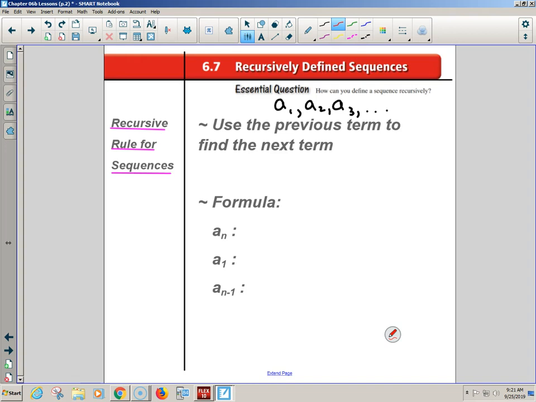So let's try to summarize that in a little line that we can remember. Geometric sequences. In section 6.6, we had a nifty formula that let us jump to a position. This one says we always have to use the previous to find the next. So the goal is find and continue the pattern.